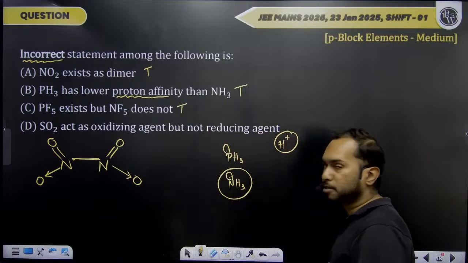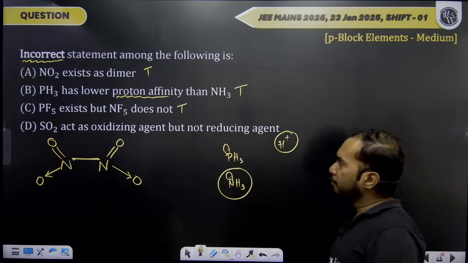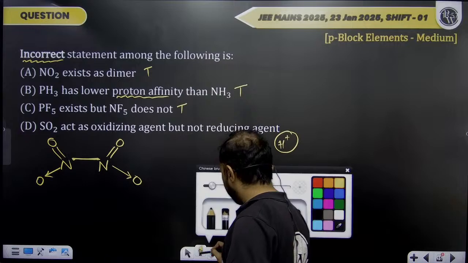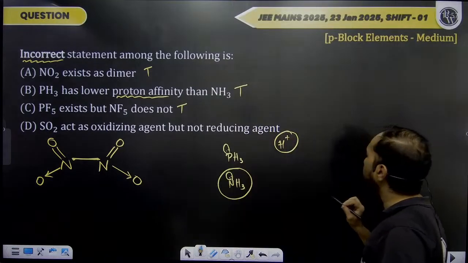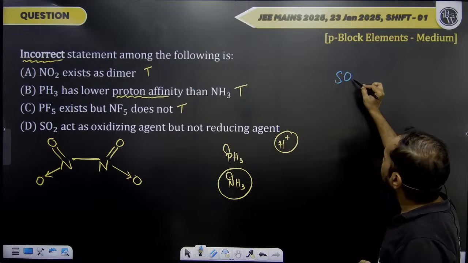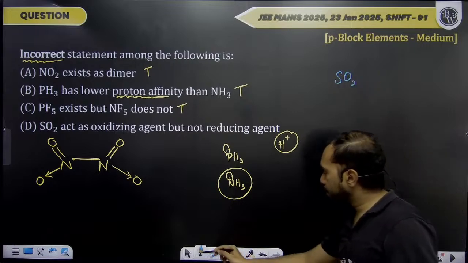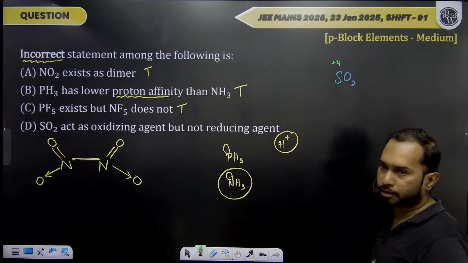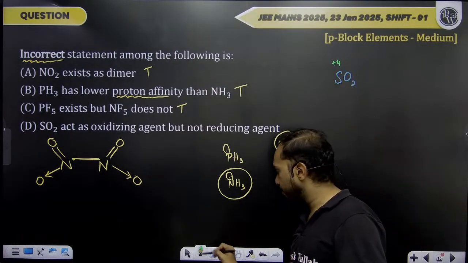Okay, coming to the last option. SO2 acts as an oxidizing agent but not a reducing agent. Redox question here. Look at this SO2. What is the oxidation state of sulfur in SO2? You will say this is +4. Okay, the oxidation state of sulfur is +4.